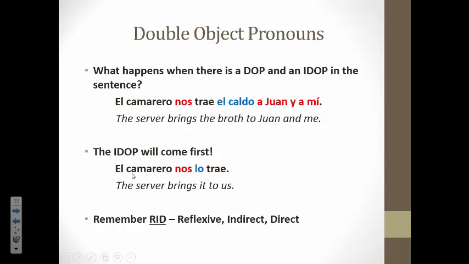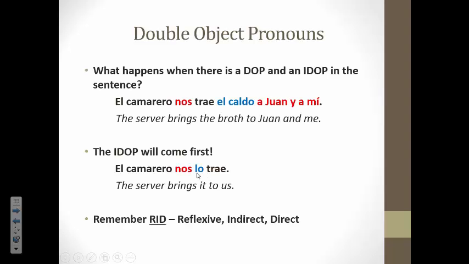Okay, so look at this sentence. The server brings it to us. Okay, these pronouns did go in the order of RID because to us, that's the indirect, and the lo, that's the direct object. It went second. Okay.